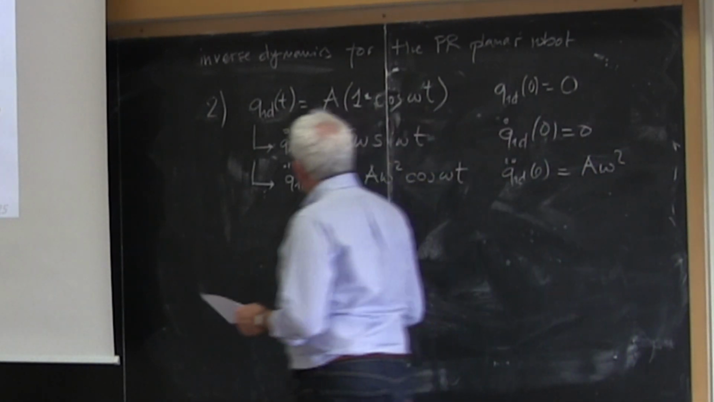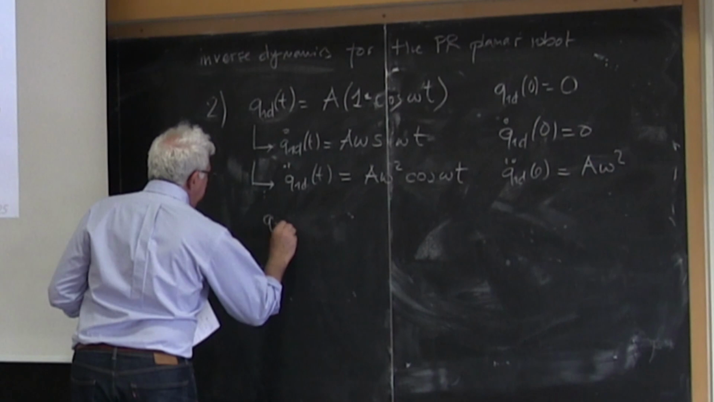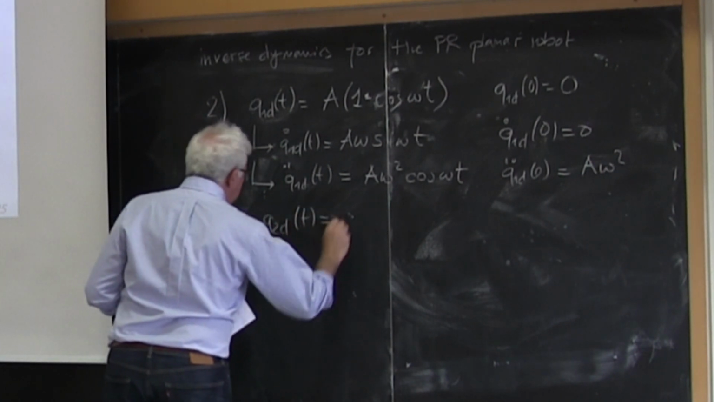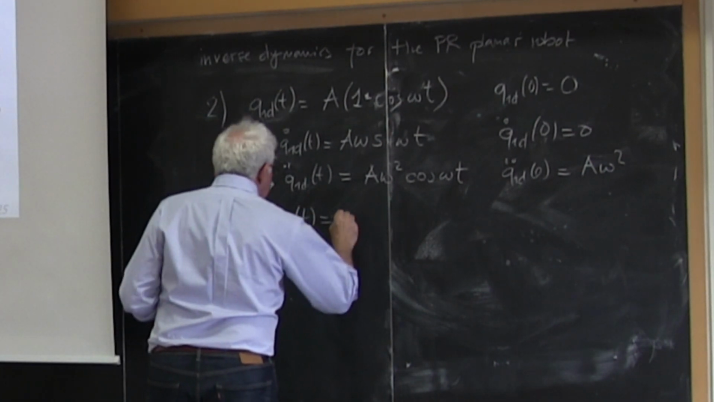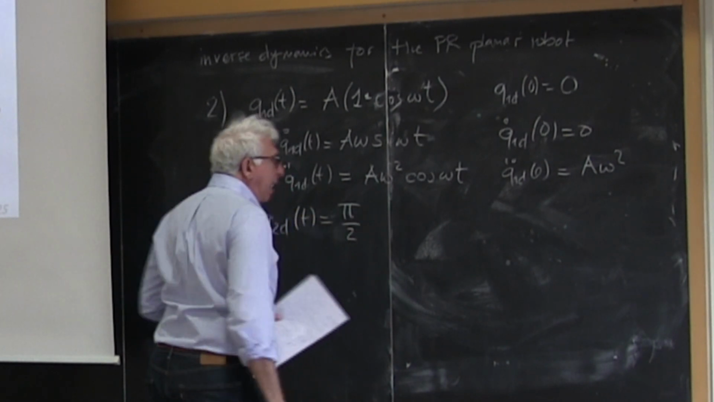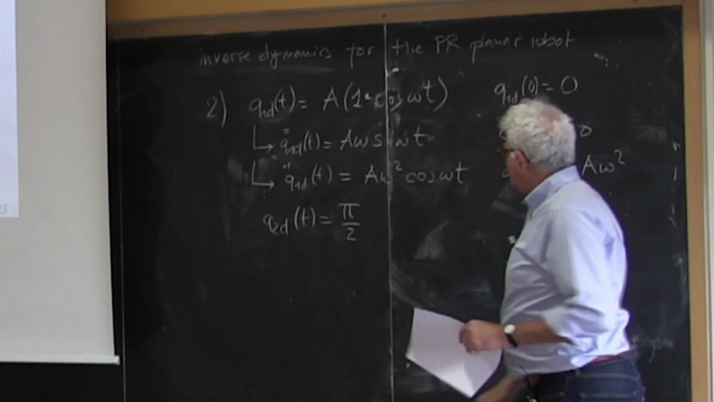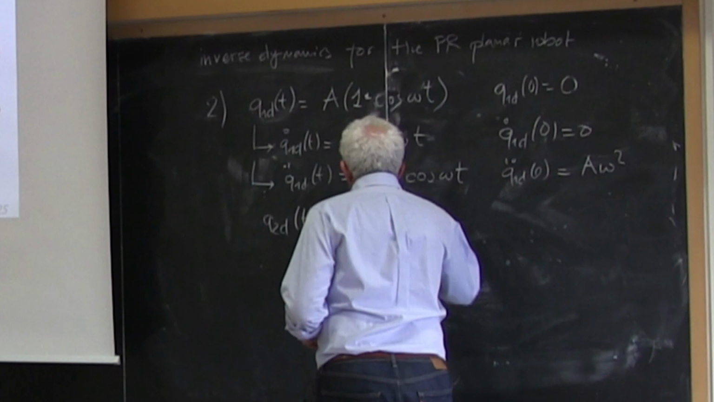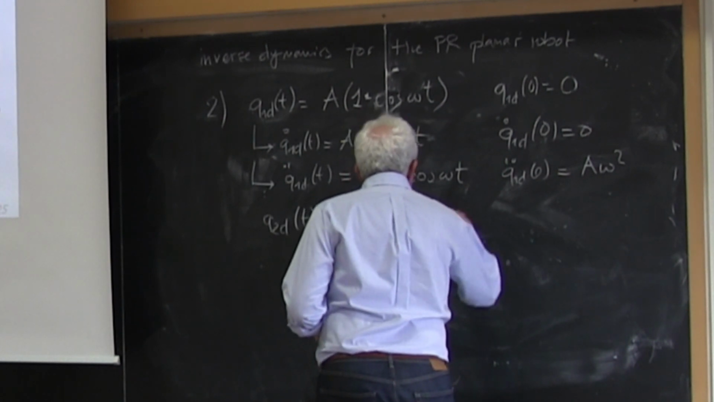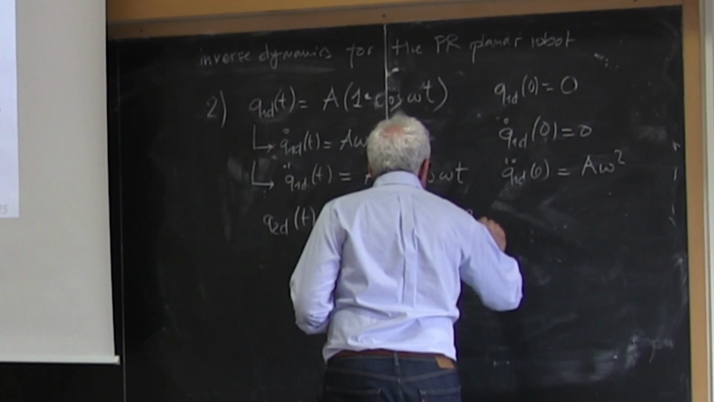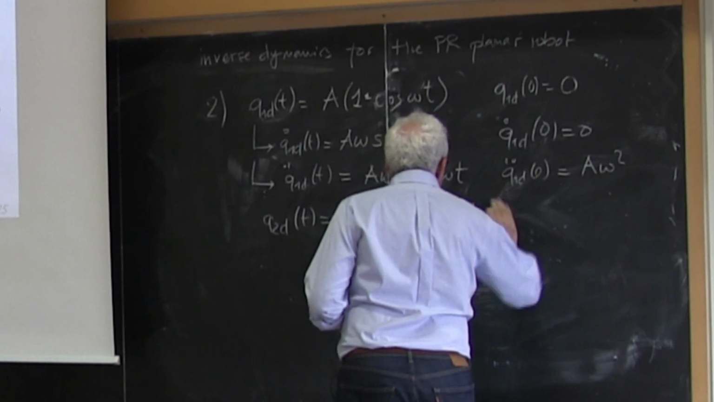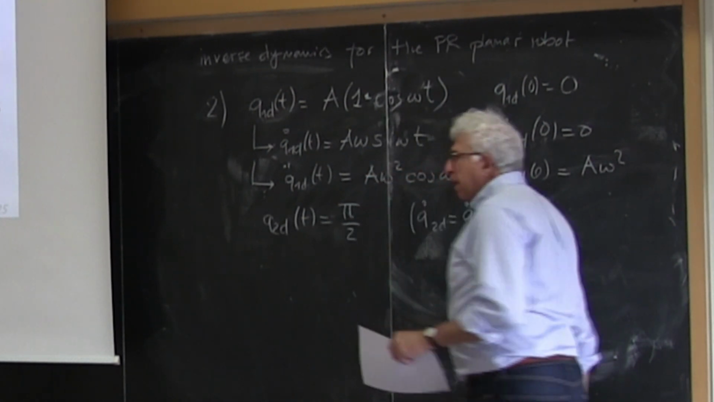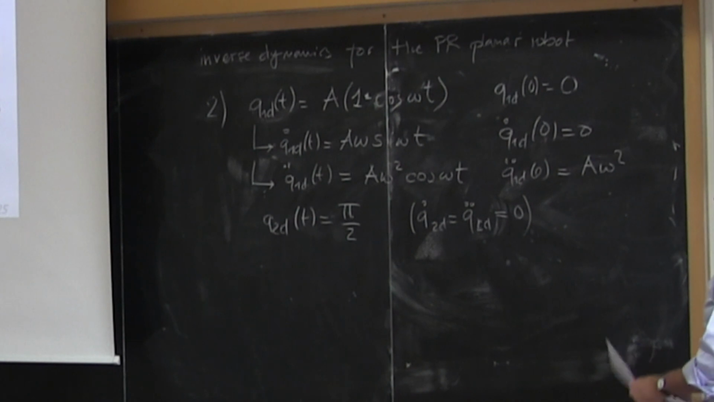While the second link should be kept at the constant value, pi over 2, which means that q2 dot and q2 double dot will be equal to 0. Okay, so how is the situation?